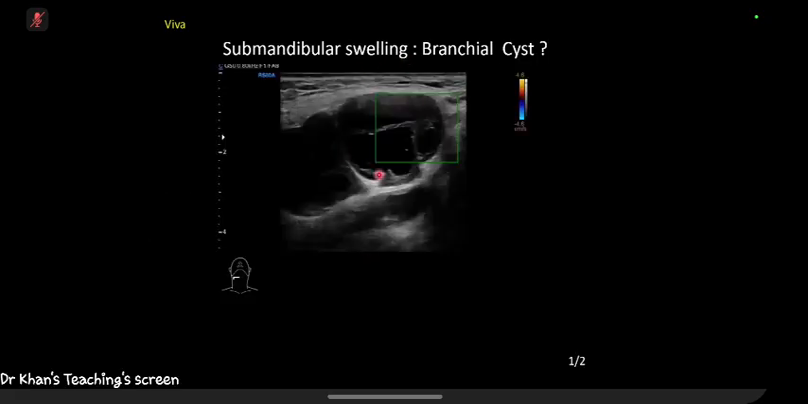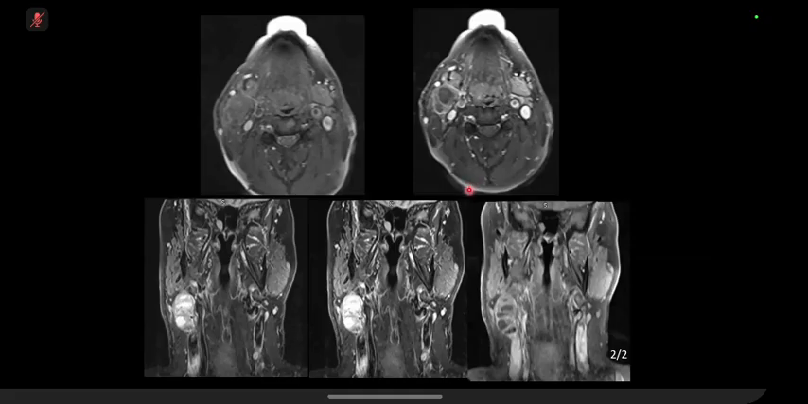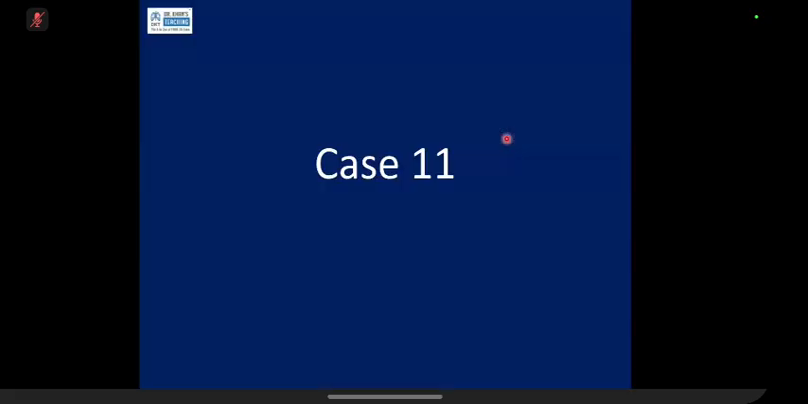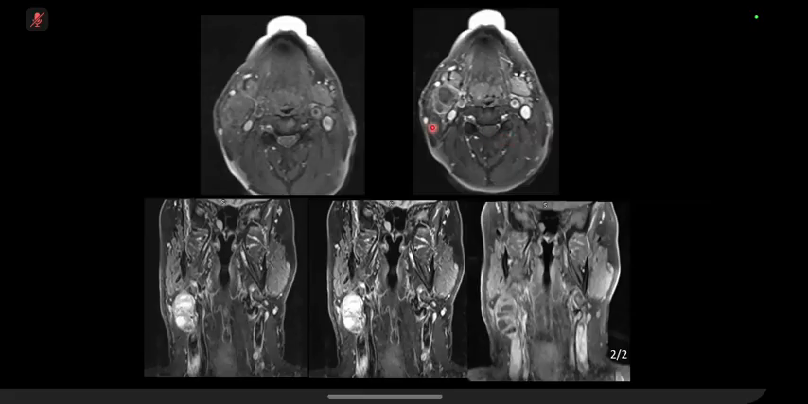This is a case where there was a cystic lesion on ultrasound, reported as possible branchial cleft cyst. On MR, these are actually necrotic lymph nodes, and beware of that. If there is necrosis, these lymph nodes are malignant lymph nodes. So let me go back and go through the cases.